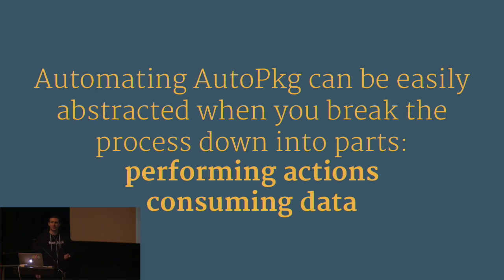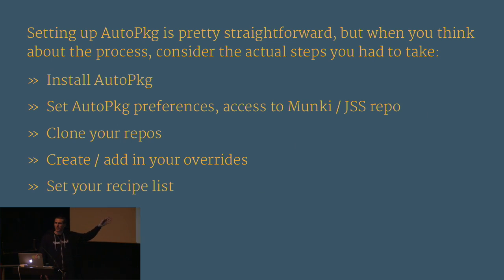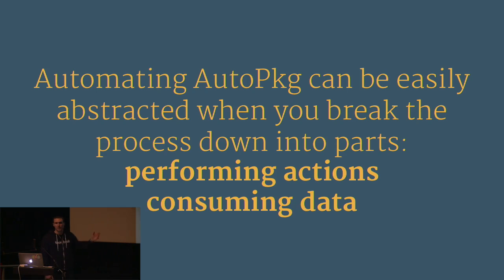This process is actually really simple. You break it down to the basic idea of actions and variables. You have some basic actions you'll always take. These are things you're always going to do when you set up AutoPackage. Variables are the things that change: what recipes you're using, what repos you need, where your access to your own Munki or JSS repo is.